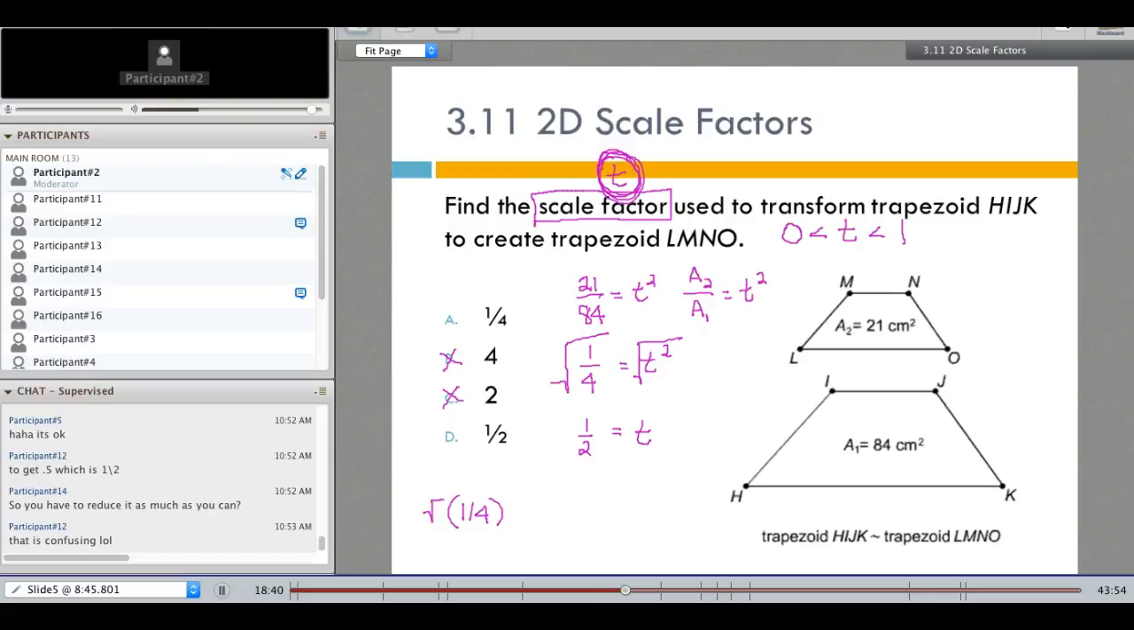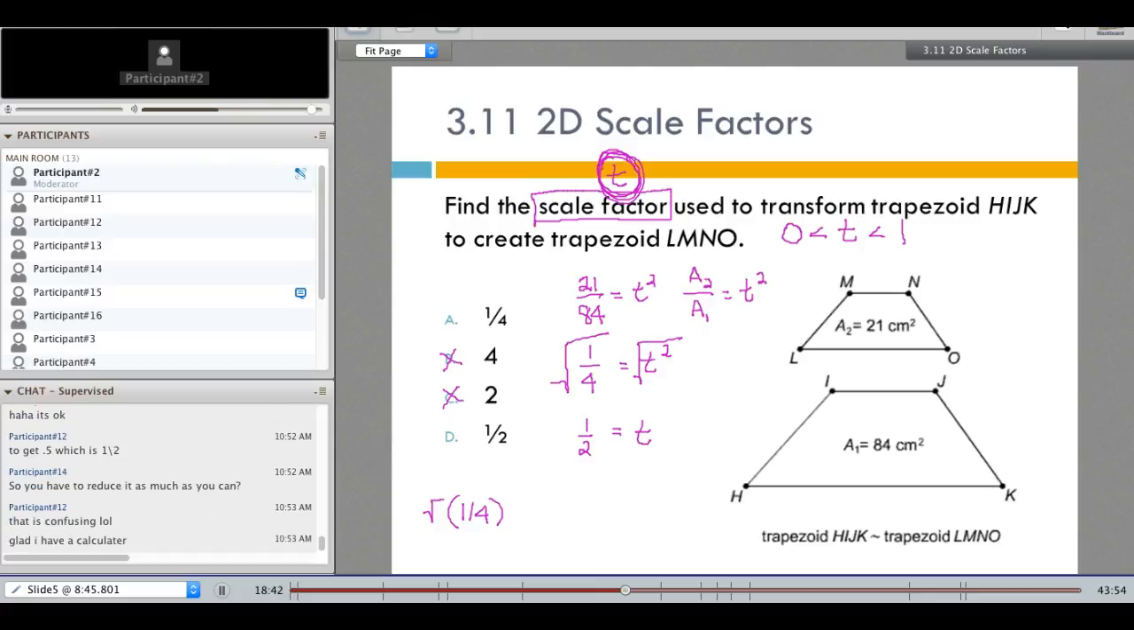Well, yes. So good point, Brian. I'm glad you brought that up. So that's why the ratio is equal to t squared. The ratio of the areas is equal to t squared, not to t. So you're right, Brian. We can't take 84 and multiply it by 1/2 to get to the other area. It doesn't work like that because we're in a 2D scale factor.